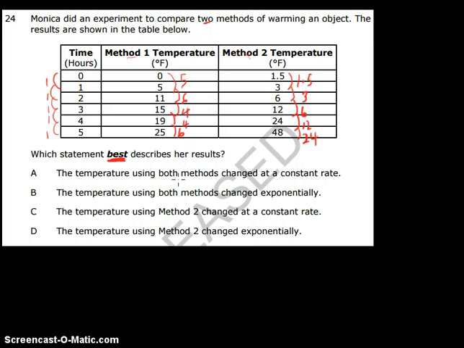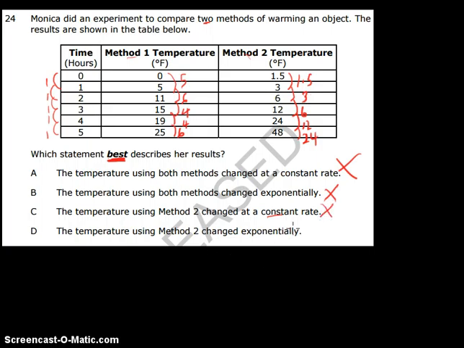But let's see the multiple choice. A: The temperature using both methods changed at a constant rate. This is out, because as you can see, even method 1 doesn't have a constant rate. B: The temperature using both methods changed exponentially. This is also out. C says the temperature using method 2 changed at a constant rate. No, it did not change at a constant rate. If it changed at a constant rate, everything would be the same here. But as you can see, 1.5, 3, 6, 12, and 24, they are not the same.